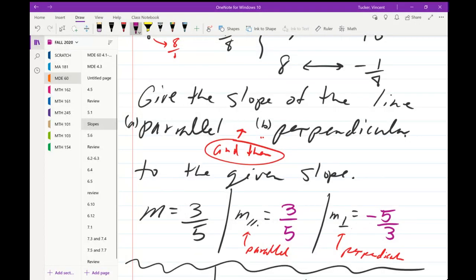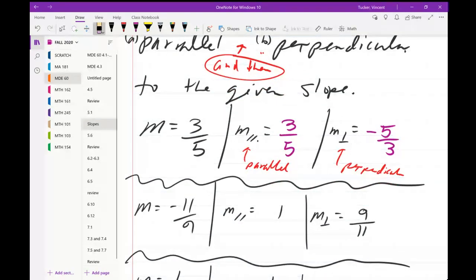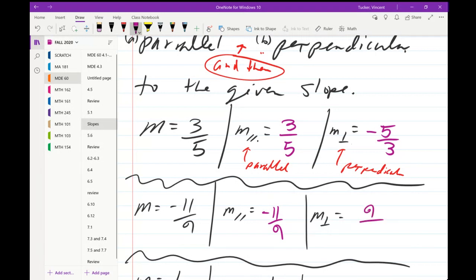You want a line that's parallel, you use the same slope. Perpendicular, you use the opposite sign and you flip the fraction. So another example, if my original slope is -11/9 and I want a slope that's parallel, my slope would still be -11/9. Perpendicular, it would be +9/11.